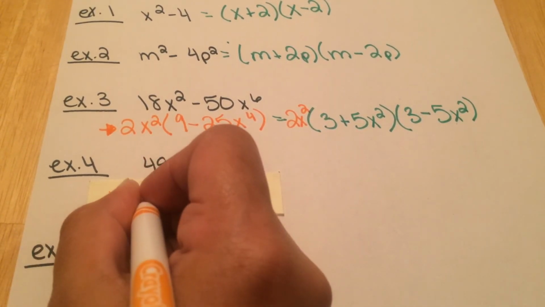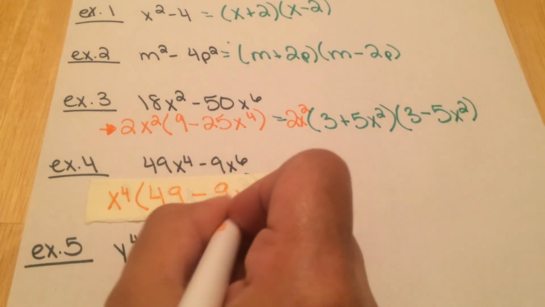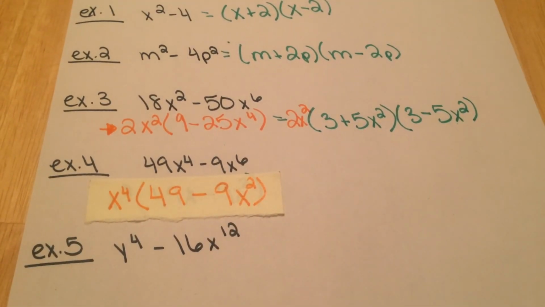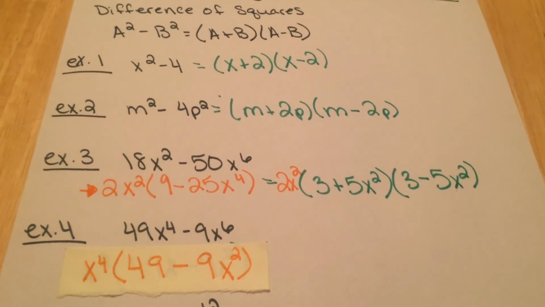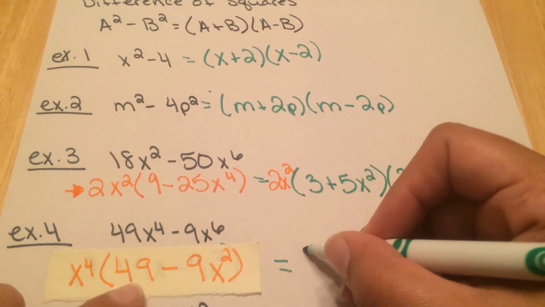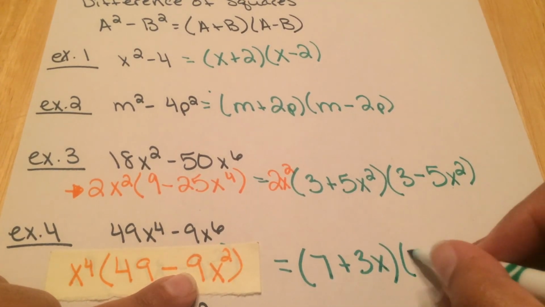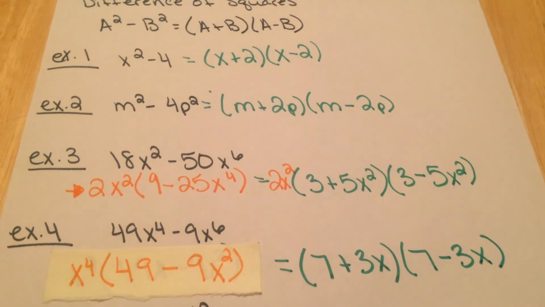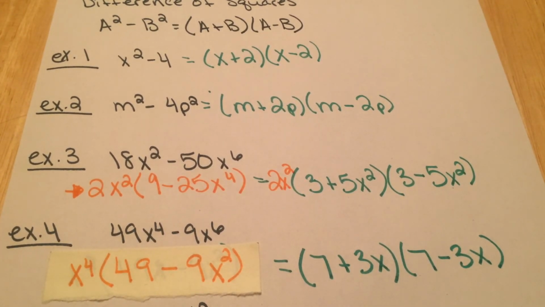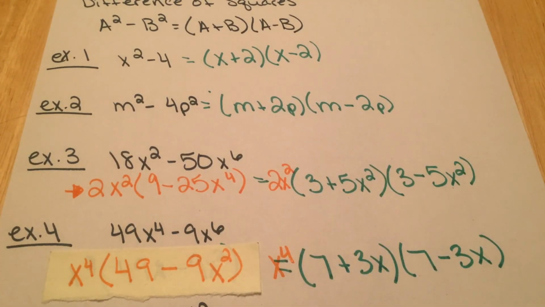x to the 4th. So I'm going to take that out and be left with 49 minus 9x to the 2nd. Now that we've factored out our GCF, I can go ahead and follow my difference of squares rules. So we know it's going to be 7 plus 3x and 7 minus 3x. I did not leave myself enough room because I now have to go in and put my x to the 4th right here. We'll just cover up that equal sign. Lots of mistakes on example 4. Sorry, guys.